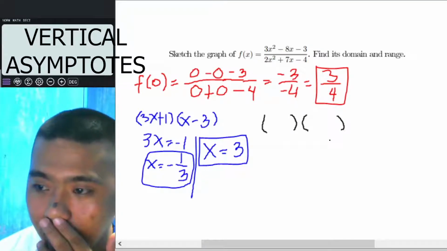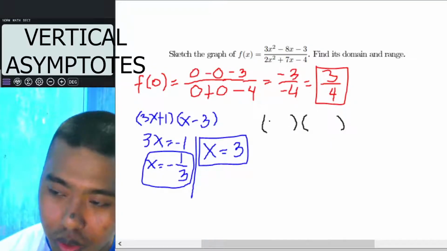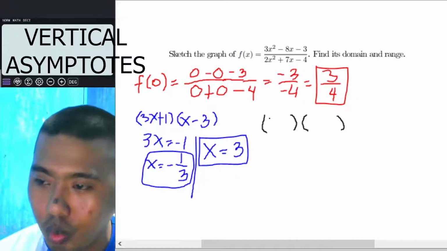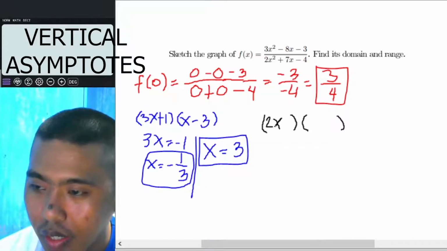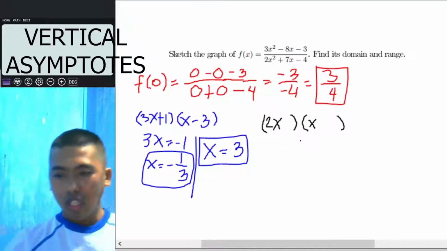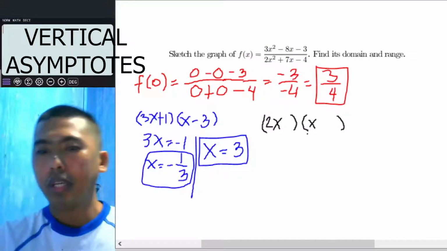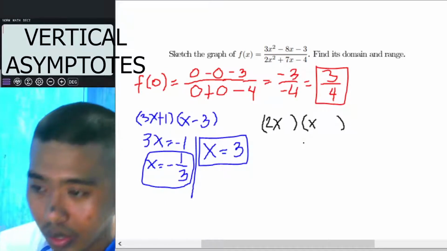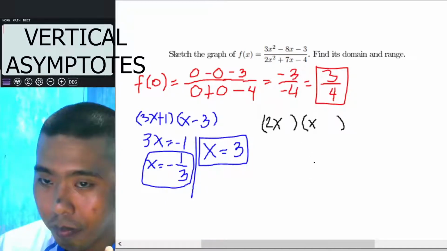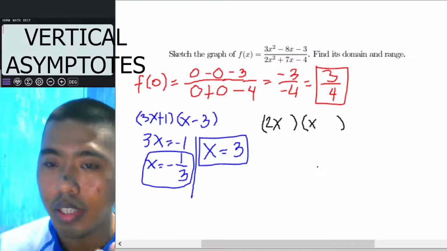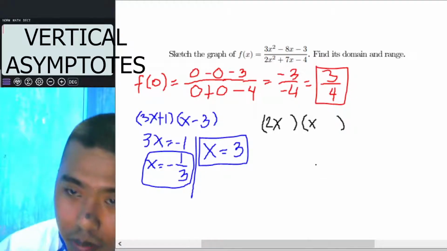And after that, what are the numbers that, if you multiply, become 2x squared? Of course, that's 2x and x. After that, you check on your last term, negative 4. What are the numbers that, if you multiply, become negative 4? We have possible answers: negative 1 and positive 4, positive 1 and negative 4, and positive 2 and negative 2.